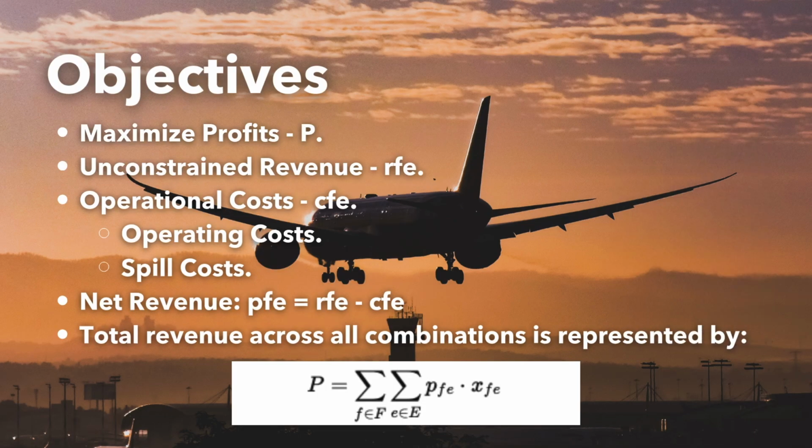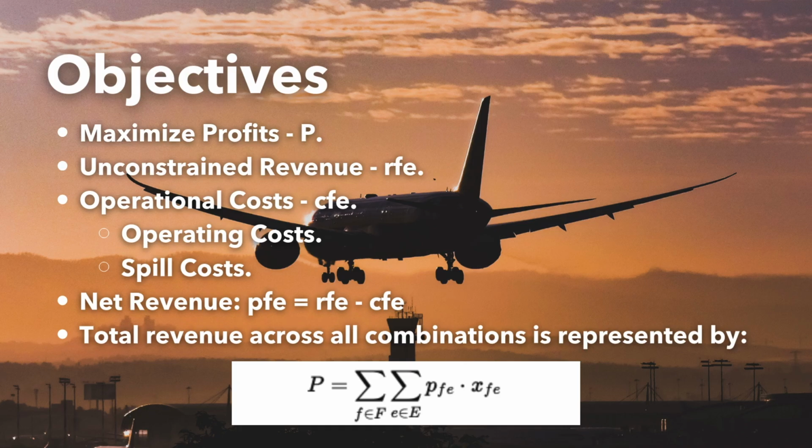Well, the primary objective of the fleet assignment problem is to maximize profit. Profit for each flight depends on the unconstrained revenue and the operational cost for assigning a flight to a fleet type. The net revenue would be the unconstrained revenue minus the operational costs. The unconstrained revenue represents the maximum possible revenue for a flight assuming no seating or cargo capacity restrictions.